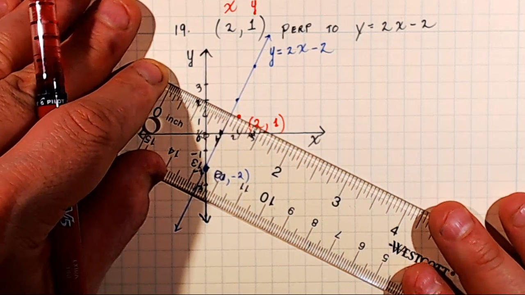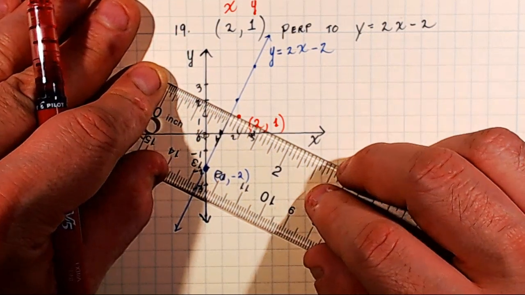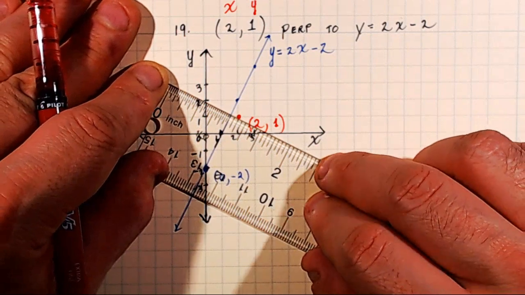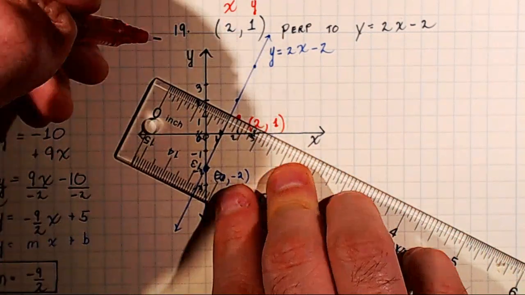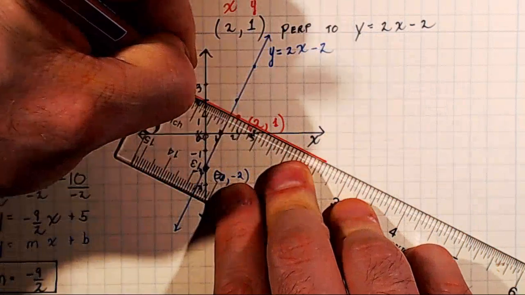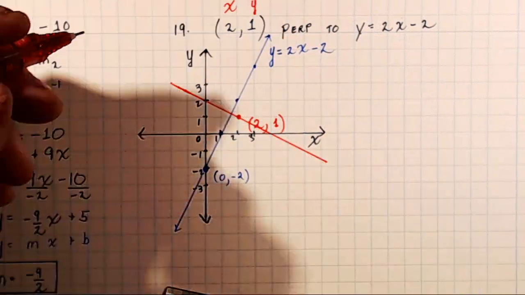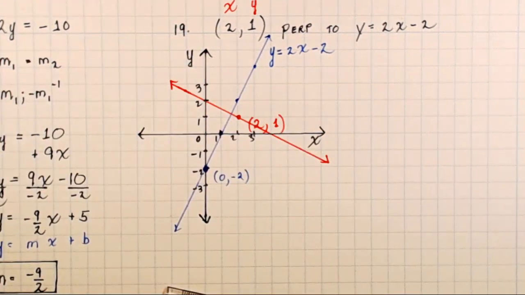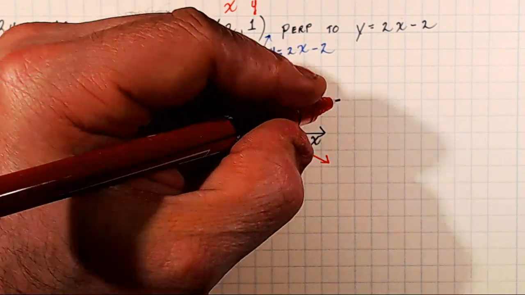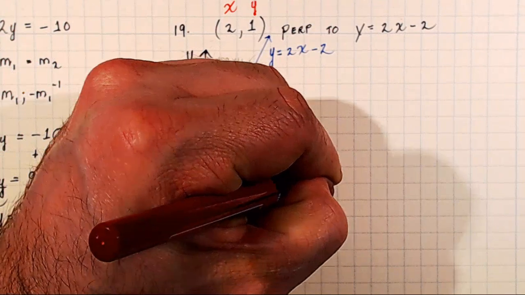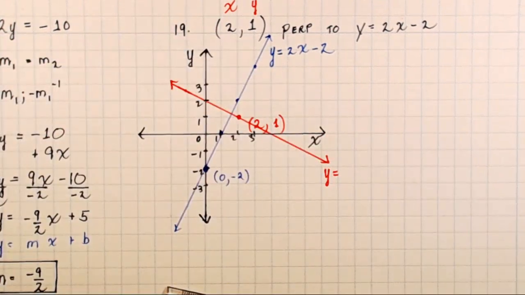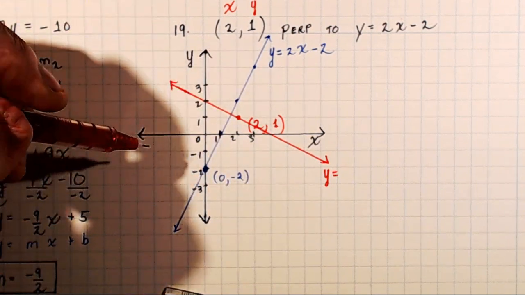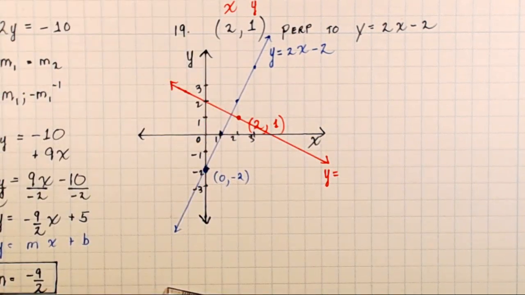I want it passing through that point. So this is a super sketchy way of doing this, but I draw it in like this. So that is the line that I want to find the equation of. All right, so this is going to be y equals something. Well, we actually know a little bit about this line.